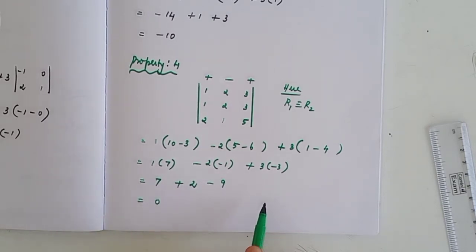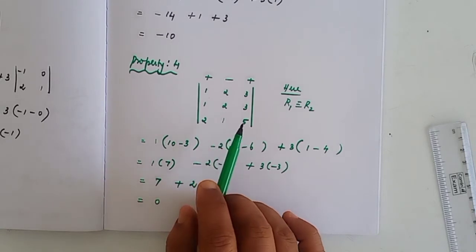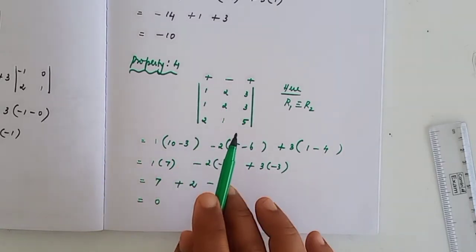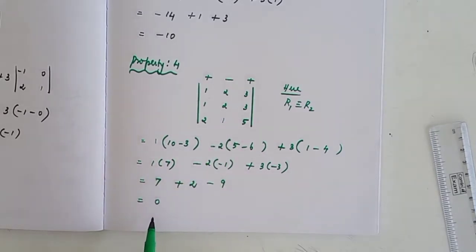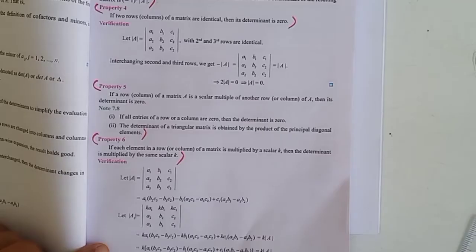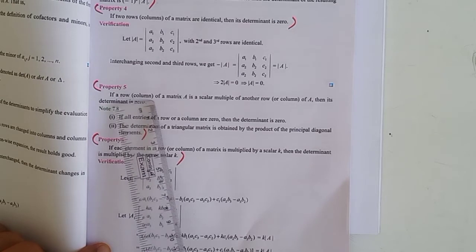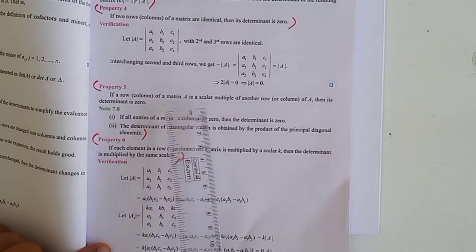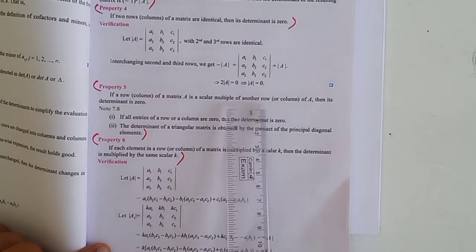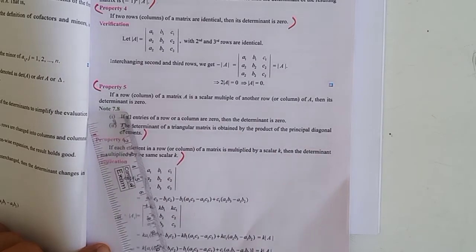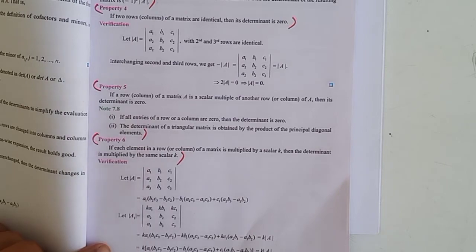That is a property. In a determinant, if any 2 rows or any 2 columns are identical, then the value of the determinant is 0. This is property number 4. Now property number 5. If a row or column of a matrix A is a scalar multiple of another row of the matrix A, then its determinant is 0. I will give an example.